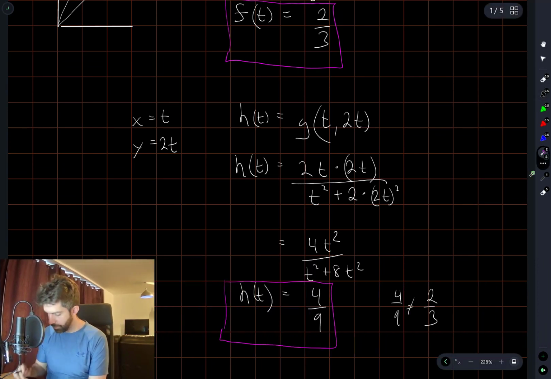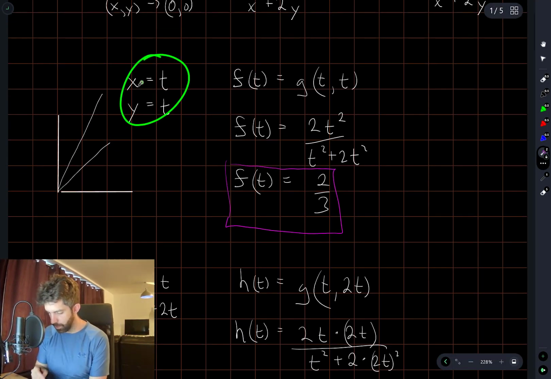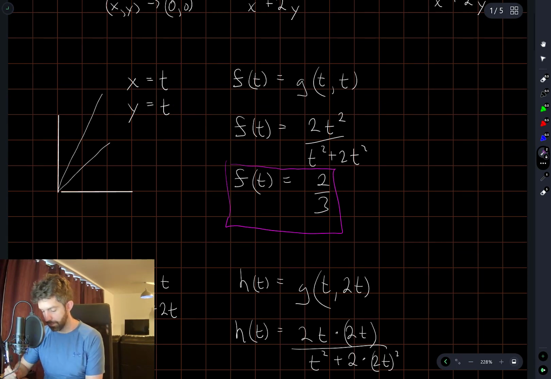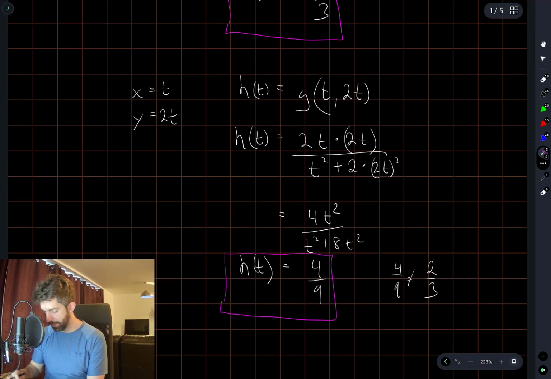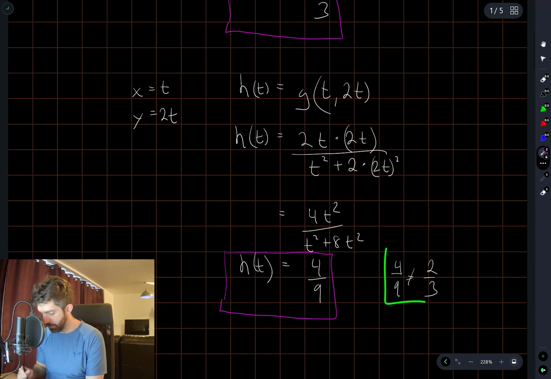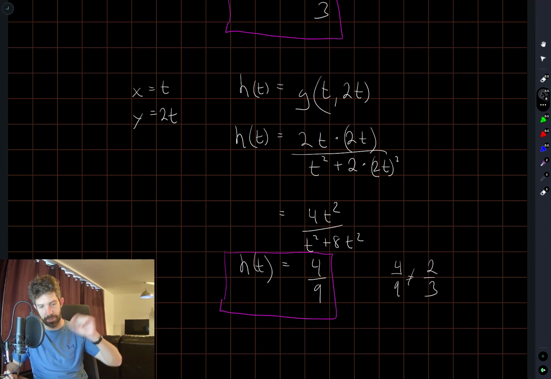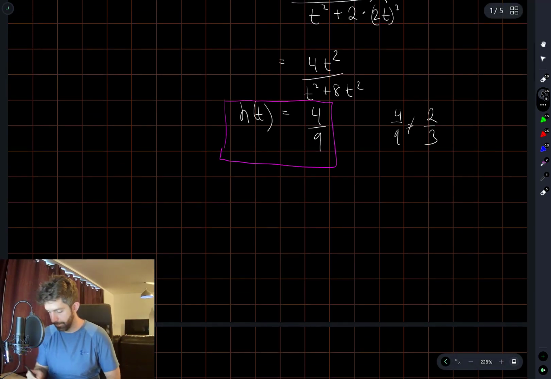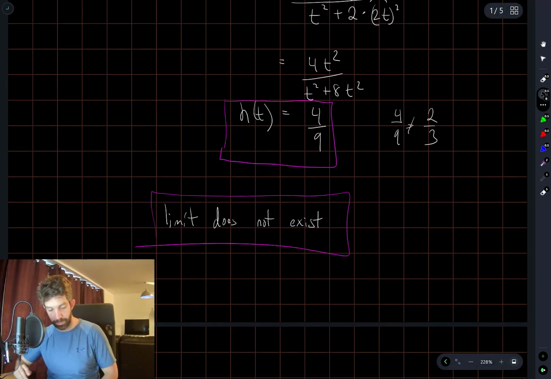So as we approach 0 along this curve, we'll end up with 2 over 3, because in fact the function is constant on that curve. But as we approach the origin on this curve, we end up at the value 4 over 9, because the function is going to be constant along that curve. And these are different values. So this function doesn't approach a single value as you approach the origin along different ways, and so the limit does not exist.